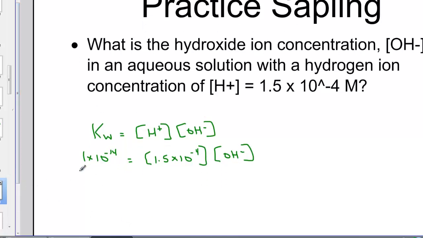Here we know a constant, Kw, and we're given one of the two ions. On your calculator, hit 1 times 10 to the negative 14th and divide by 1.5 times 10 to the negative 4th molar, and that will provide the concentration of the base ion, OH negative.